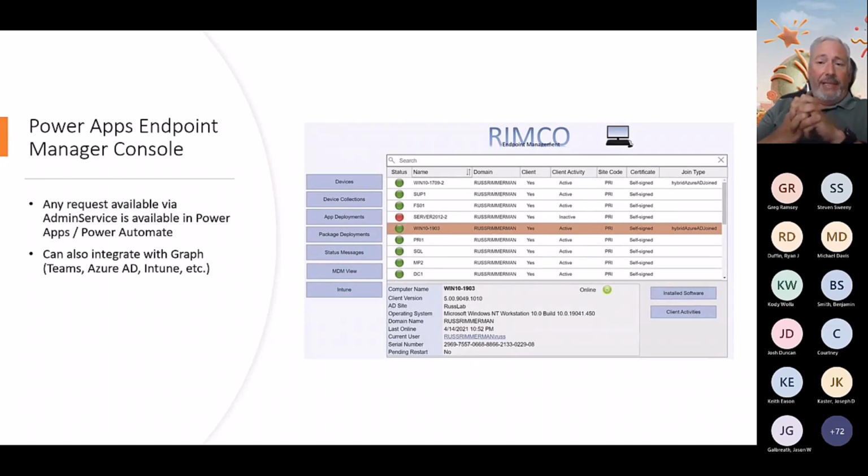And of course, the nice thing about making a Power Apps or Power Automate app is you can also integrate not just with the admin service, but you can integrate with anything, any other API like Graph for Teams, for Azure AD, Intune, what have you. So you'll see in my app that I actually am talking to the admin service, but I'm getting a BitLocker key from Azure AD. So those co-managed machines that have BitLocker managed by Intune, you can still get the encryption key.